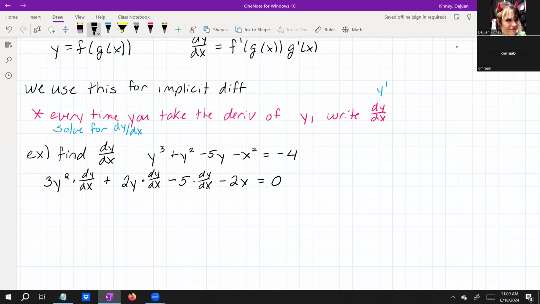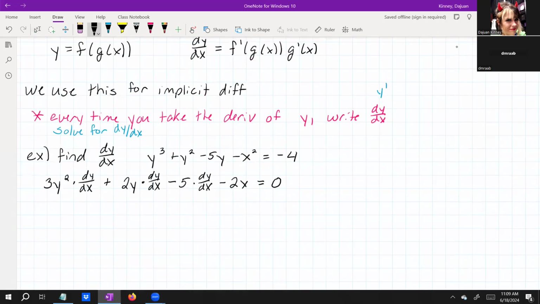Okay, the worst is behind us, now just a little algebra. So I'm going to leave everything with the dy/dx on the left side. Anything without goes to the right. I'm trying not to skip too many steps. Add that to both sides. I'm going to factor out my dy/dx.